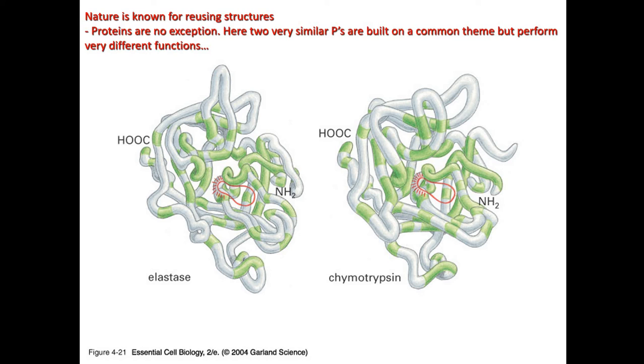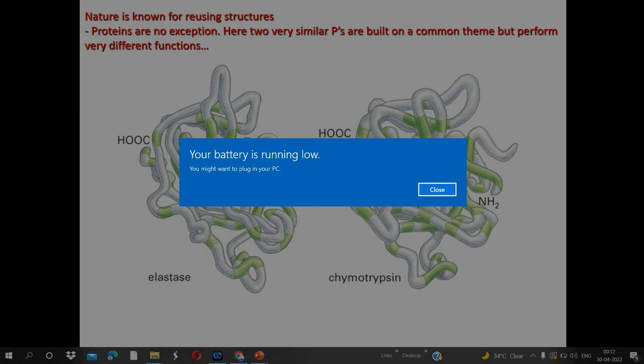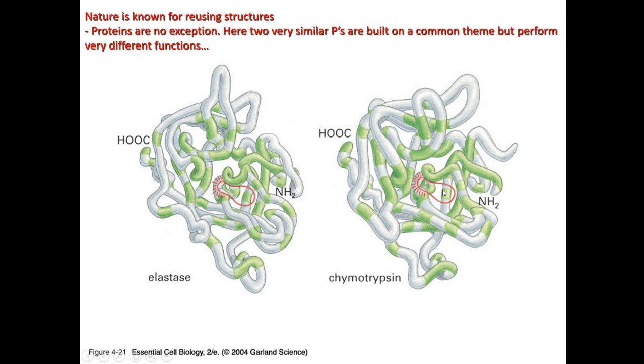Nature is known for reusing structure. Proteins are no exception. So here are a few examples built on a common theme, but these proteins perform different functions. In the figure you can see examples of two different proteins, elastase and chymotrypsin. These are two different structures. You can see there are a few differences, but these structures perform different functions.